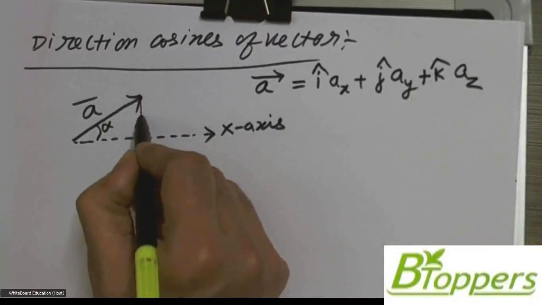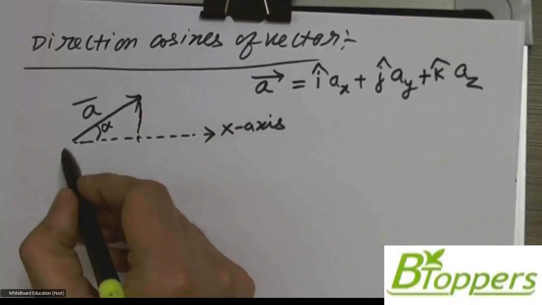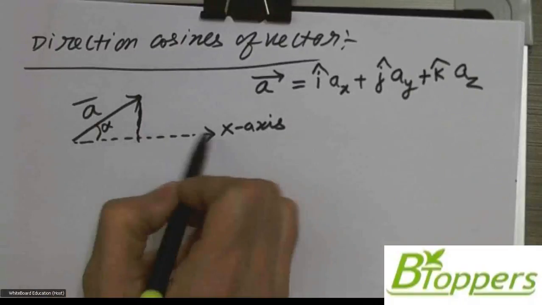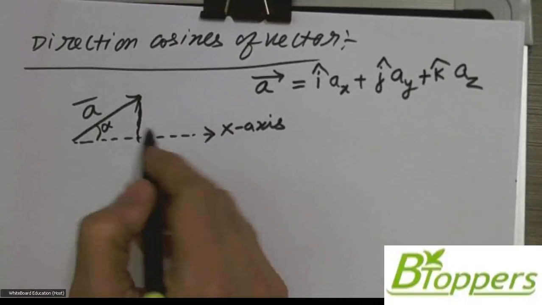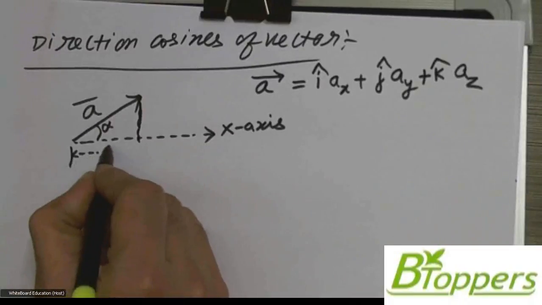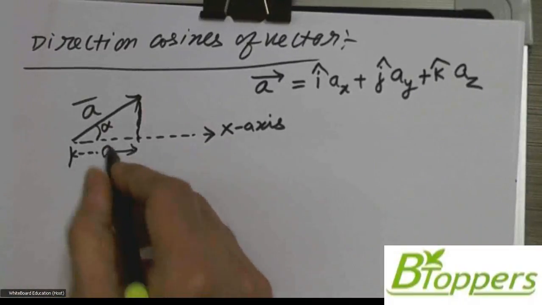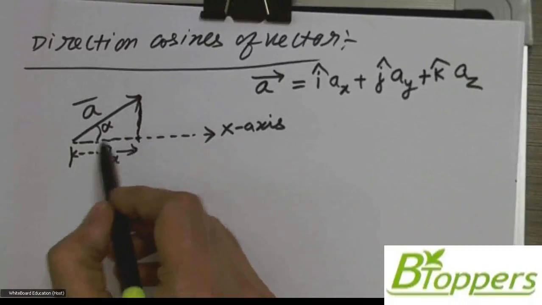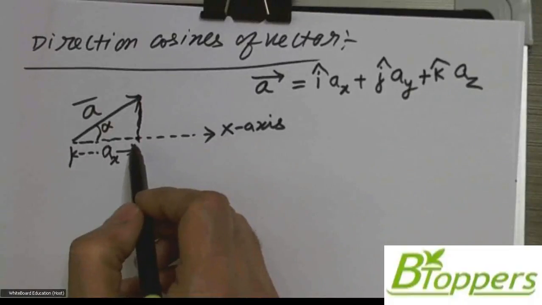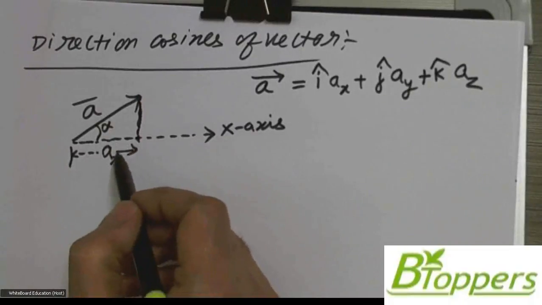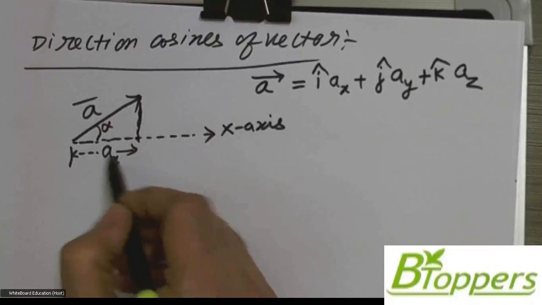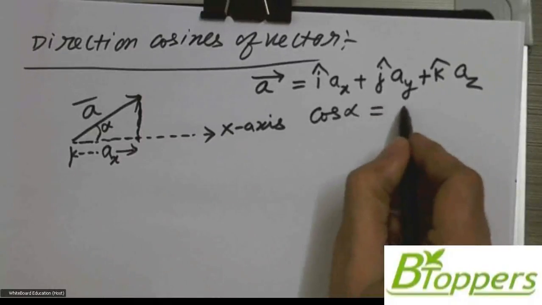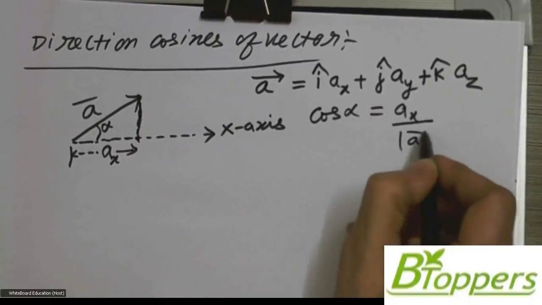So in the figure on the left side, I have shown the diagram, the plane which contains the vector A bar and the line parallel to x-axis. So this will give you AX. That means AX represents projection of the vector A bar on x-axis, or AX is a component of vector A bar on x-axis. So from this figure you can write cos alpha equal to AX by magnitude of vector A bar.